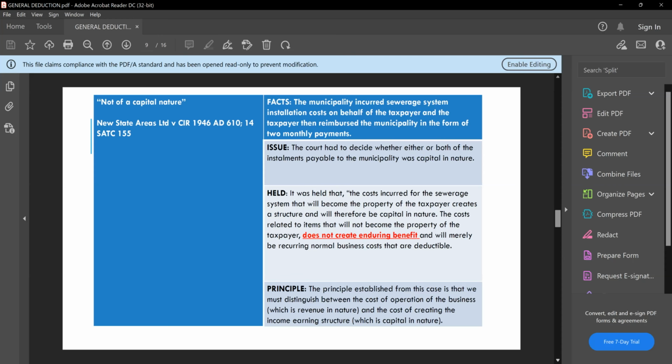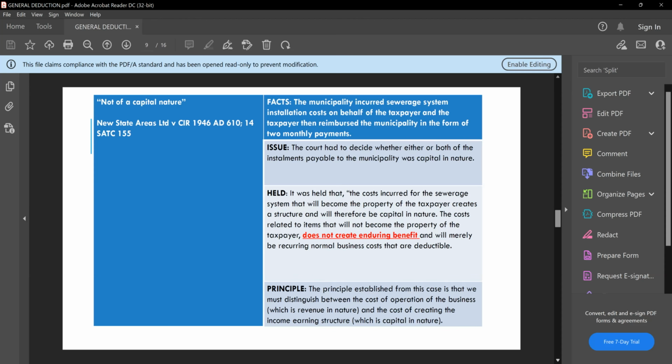The last aspect of the gross income definition is that this expenditure or loss actually incurred in the production of income must not be of a capital nature. I'm going to make reference to New State Areas Limited versus CIR. This was also in 1946. The municipality incurred sewage system installation costs on behalf of the taxpayer, and the taxpayer then reimbursed the municipality in the form of two monthly payments.